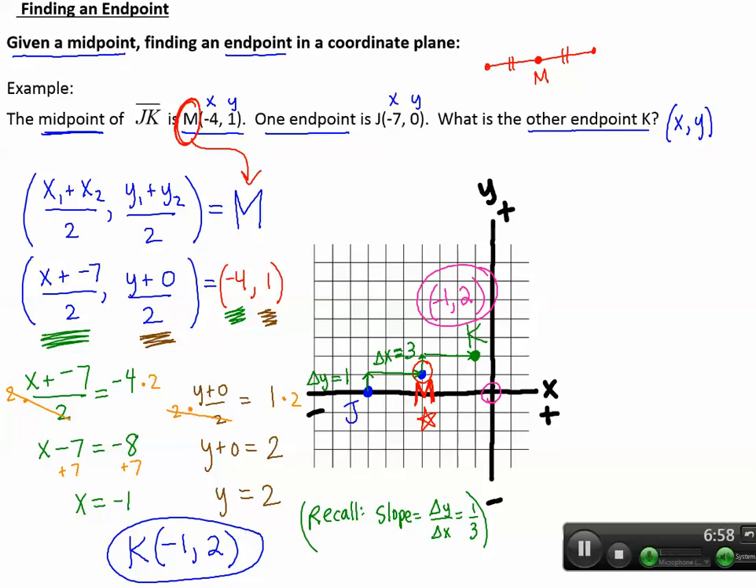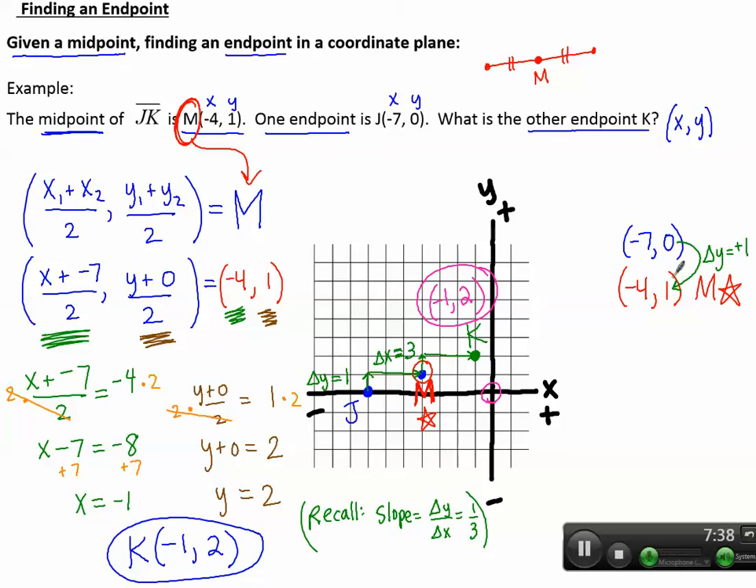Let's look at one more way to find the missing endpoint. Let's just jot down these points. One endpoint is -7, 0. The midpoint, -4, 1. I'm going to write an M next to it and put a big star because I want to remember this is the middle. This is the midpoint. Now, similarly to here, how we counted, that's what we're going to do now. Starting with the y's, to go from 0 to 1, that change in y is +1.